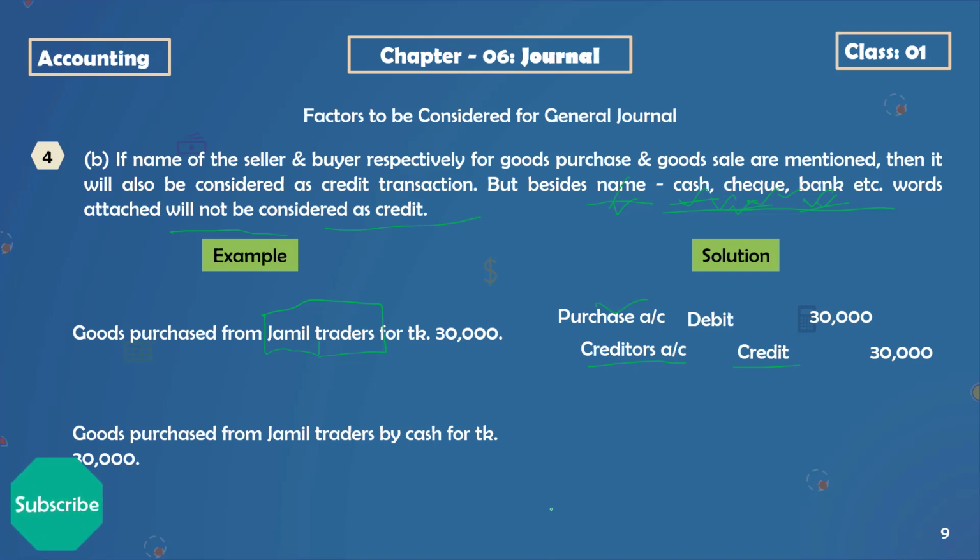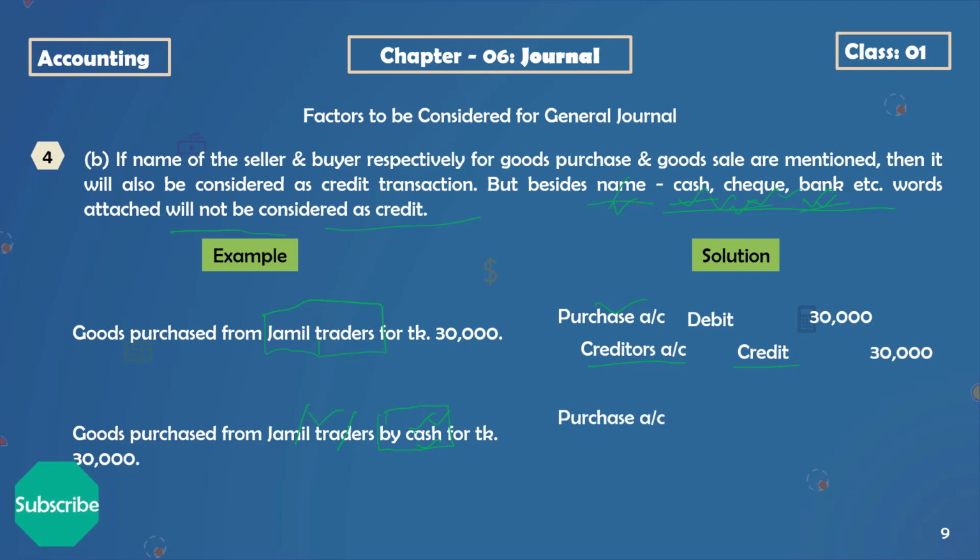Goods purchased from Jamil Traders by cash. Same transaction, same wordings, but by cash is added in this transaction. So besides the name, the word cash is mentioned here. So you cannot consider this as a credit transaction, because cash is mentioned here. You have to ignore this name this time. You must consider the words by cash.